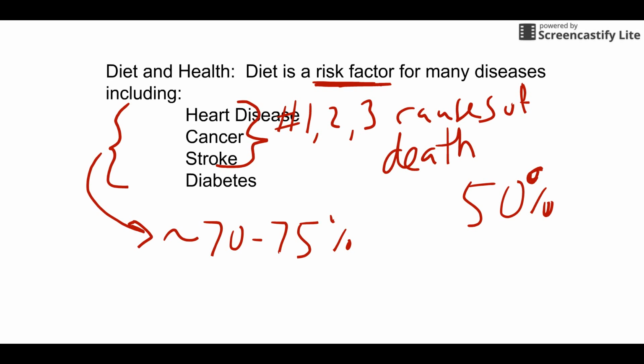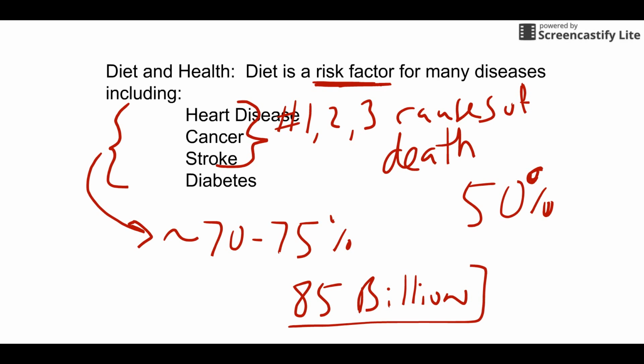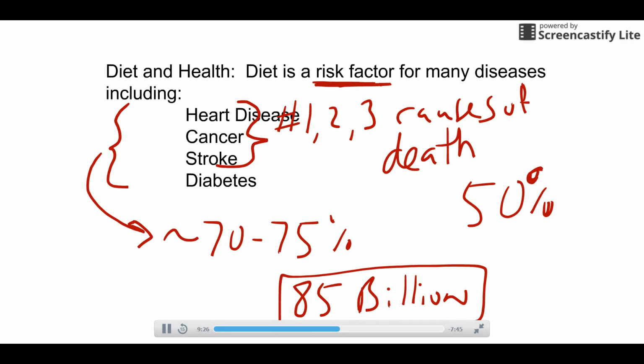Healthcare cost. Okay, so we spend around $85 billion per year treating those four things. And again, they're linked to diet. So if we can, as a nation, eat better, we will save so much money. We will live longer, healthier, happier lives. But it's also financially tough, because remember, we kind of pay for each other. When I have insurance, I'm paying for people that don't necessarily have insurance. So this diet stuff is really important across the board.